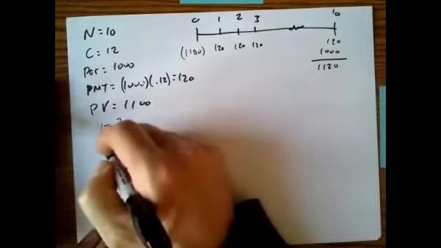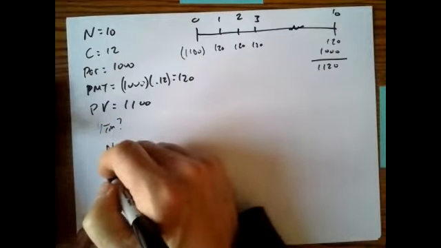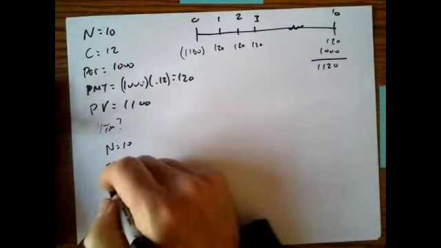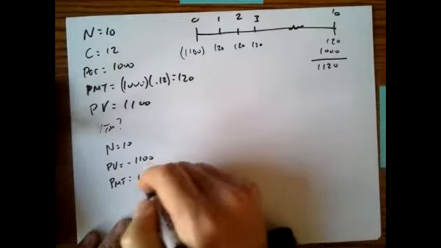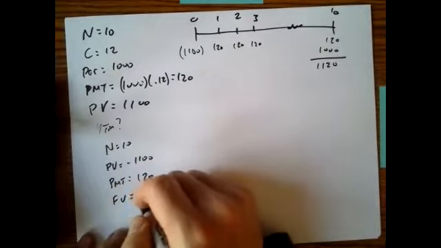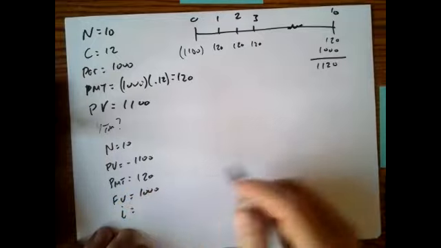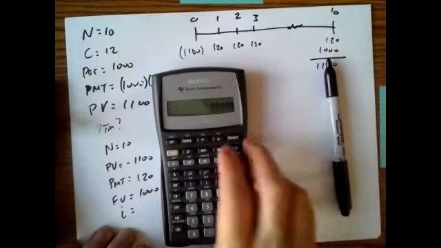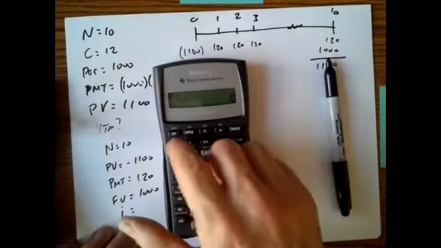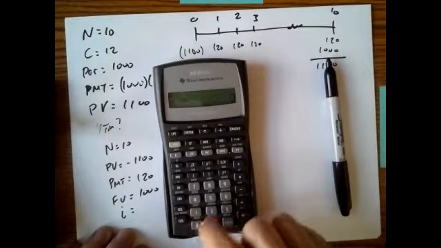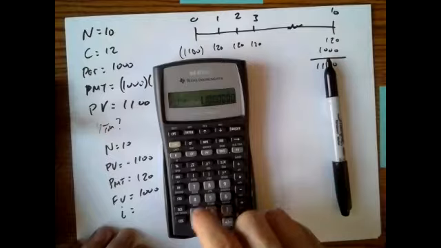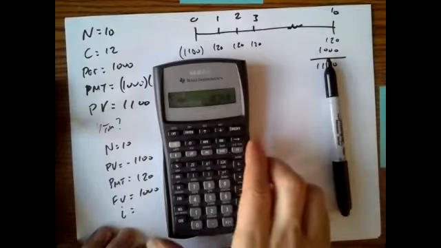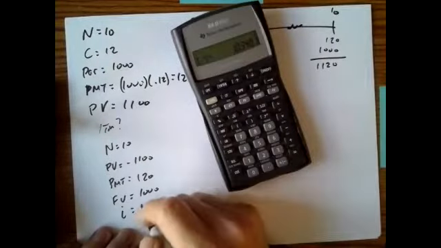So for our calculator, we need to do N equals 10, PV equals negative 1,100, payment equals 120, FV equals 1,000. And then we're going to calculate I, or the yield to maturity. So here we go. Clear that. N is 10. PV is negative 1,100. Payment is 120. Future value is 1,000. Compute interest rate, and we get 10.35-ish.